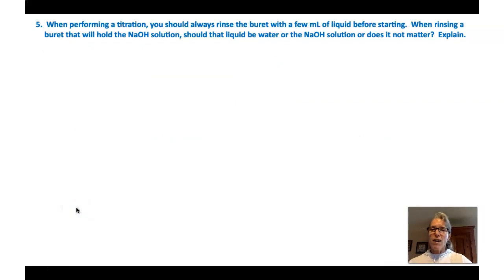Okay, question number 5. When performing a titration, you should always rinse the burette with a few milliliters of liquid before starting. When rinsing a burette that will hold the sodium hydroxide solution, should that liquid be water or the sodium hydroxide solution, or does it really not matter?